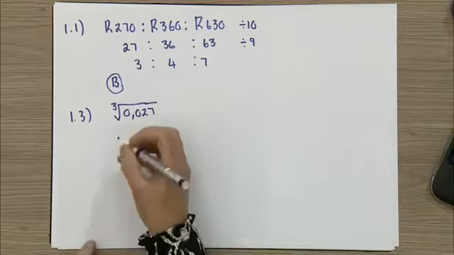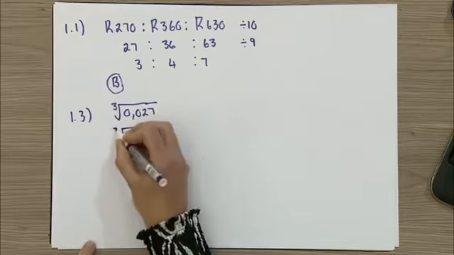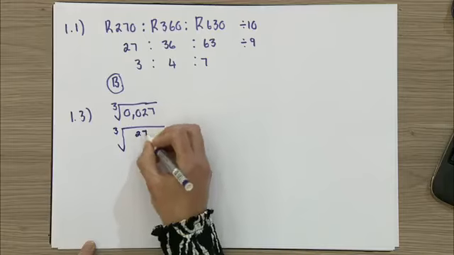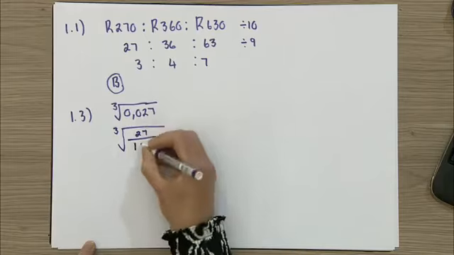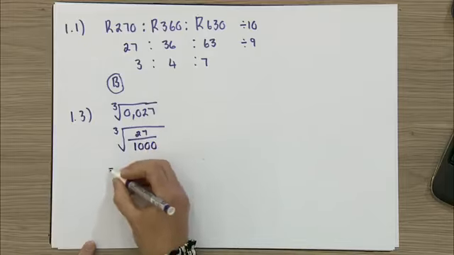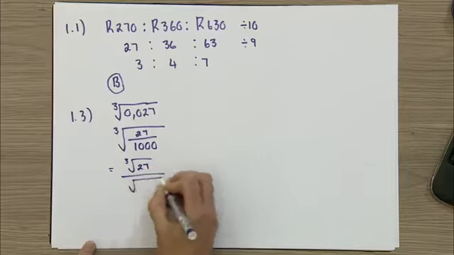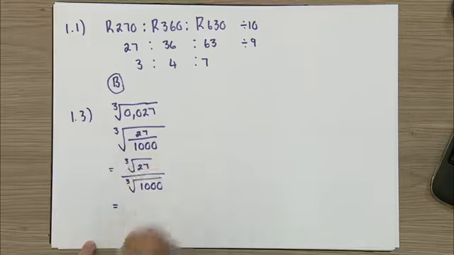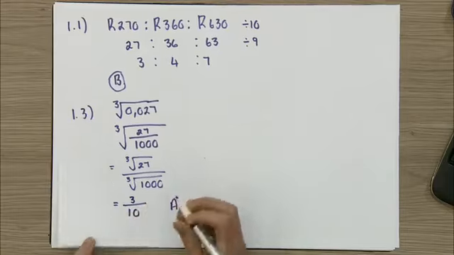The easiest way would be to write it, instead of a decimal, as a fraction. So the cube root of 27 over, how many decimal places? 1, 2, 3. So that means it's over 1,000. So I must take the cube root of 27 and the cube root of 1,000. The cube root of 27, what number multiplied by itself three times will give me 27, is 3. And the cube root of 1,000 is 10. So our answer is A.